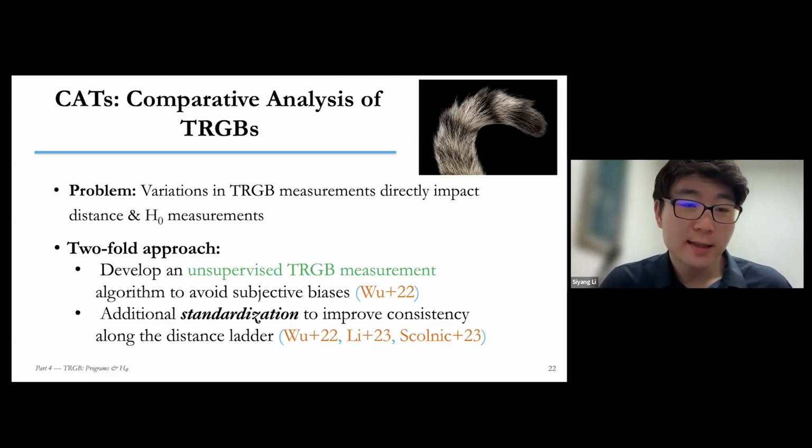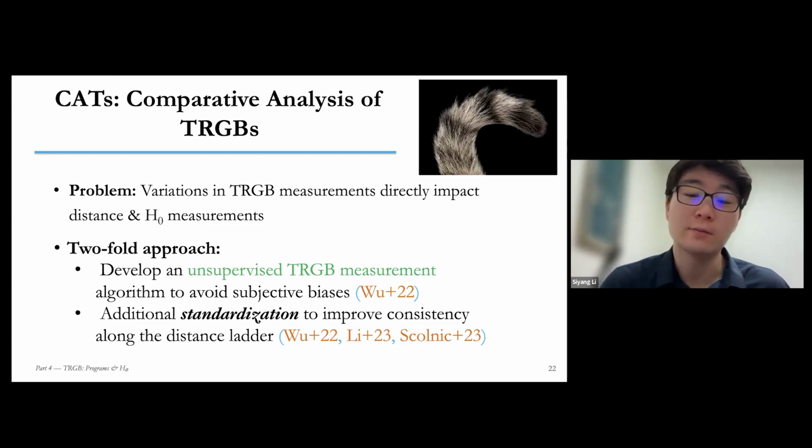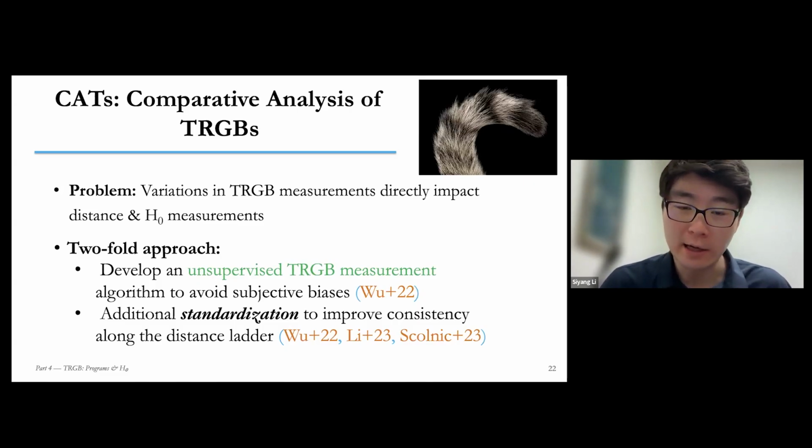To approach this, the CATS team adopted a twofold approach. The first was to develop an unsupervised TRGB measurement algorithm that you can apply consistently across all the measurements to avoid subjective biases. So again, you don't have to decide which smoothing to use, for instance. And then, to apply an additional standardization to improve consistency along the distance ladder.